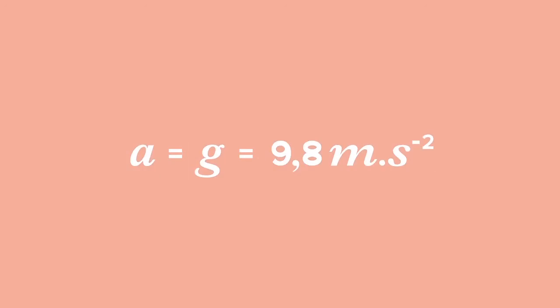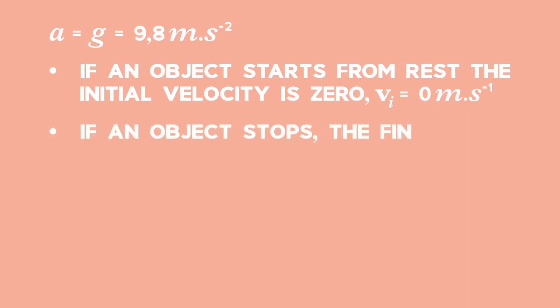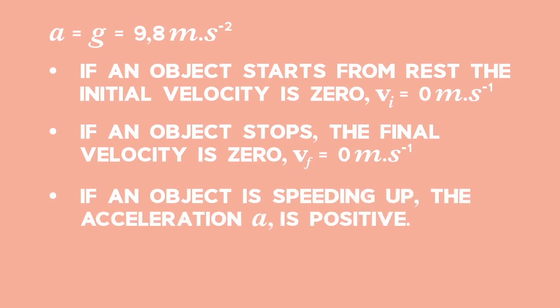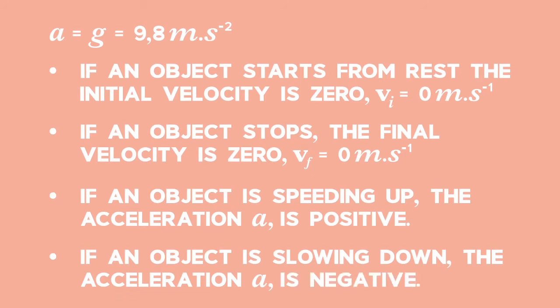These are vector equations, so choosing a direction is important. Often the direction the object is initially moving in is positive. If an object starts from rest, the initial velocity is 0, vi equals 0. If an object stops, the final velocity is 0, vf equals 0. If an object is speeding up, the acceleration a is positive. If an object is slowing down, the acceleration a is negative.